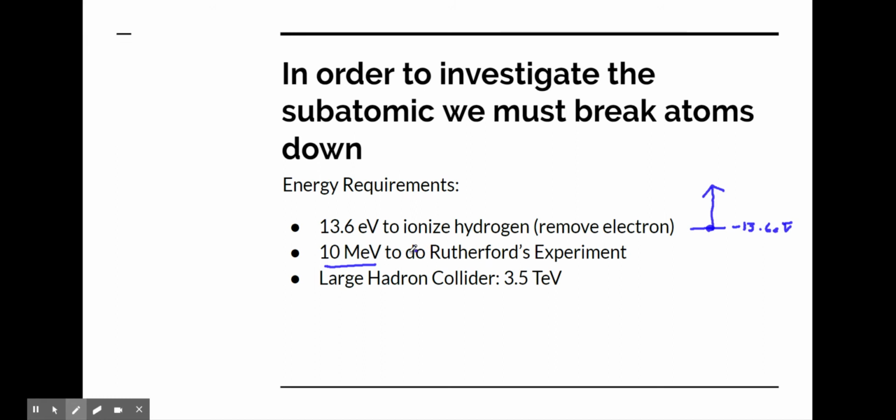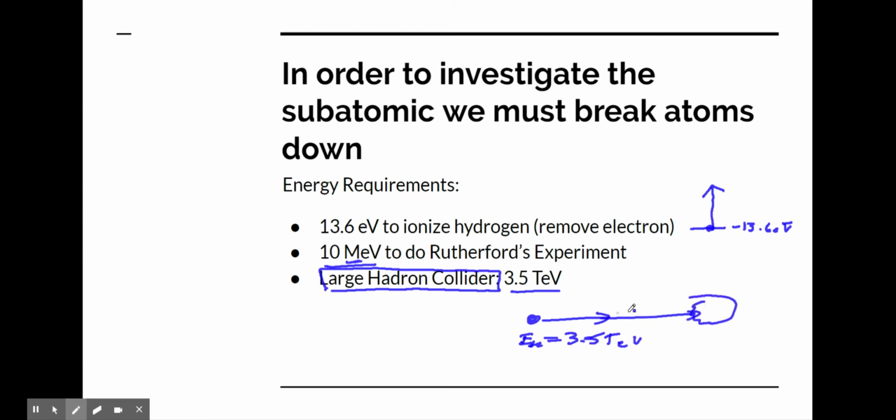If you want to start looking at the nucleus, you have to start getting into your megavolt electron volt range. And then that brings us to today. Now we have something in the form of a particle accelerator that can accelerate particles to such high speeds that they have on the order of 3.5 tera electron volts of energy. Then we take those particles that have all that kinetic energy, maybe as much as 3.5 tera electron volts, and we smash them into a nucleus or something like that and see what breaks free.